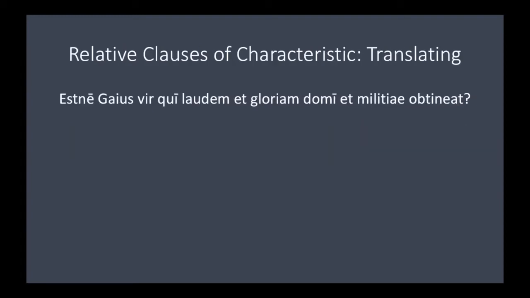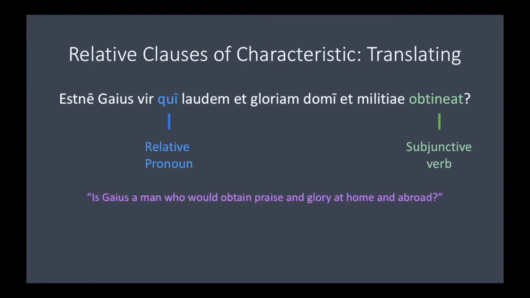Let's practice translating a relative clause of characteristic into English now. Esne Gaius vir, qui laudem et gloriam domi et militiae obteniat. We recognize it is a relative clause of characteristic because of the relative pronoun and the subjunctive subordinate verb. There's two ways to translate it. First, we can be very literal.